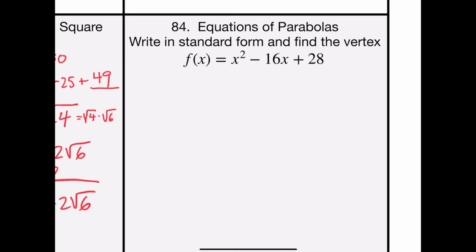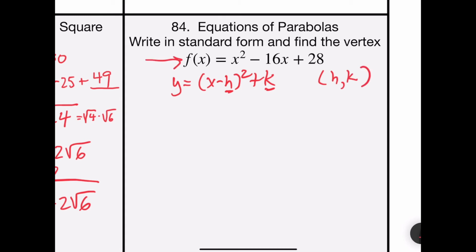So the standard form of a parabola is y equals (x minus h) squared plus k. And my vertex is (h, k), so I have to transform this function into this form. So first I'm going to replace f of x with y, so y equals x squared minus 16x plus 28. And then I'm going to have to complete the square like we did in the previous problems.